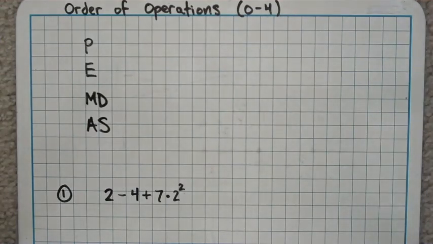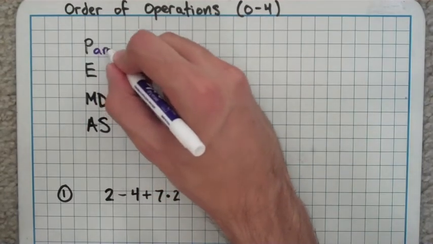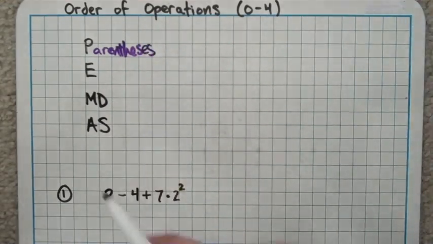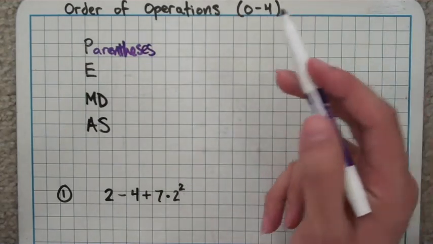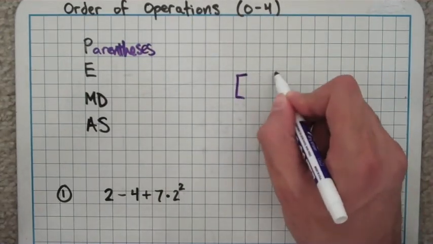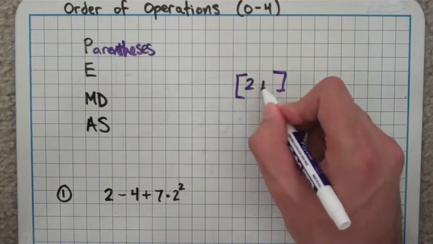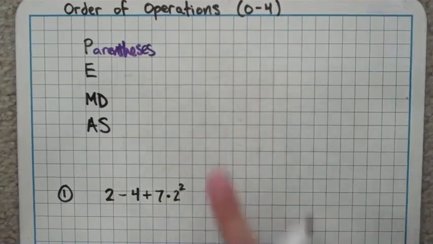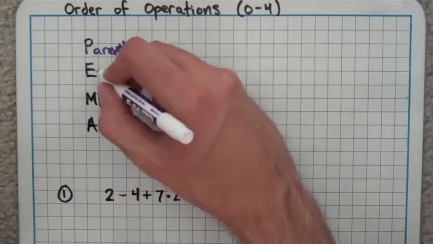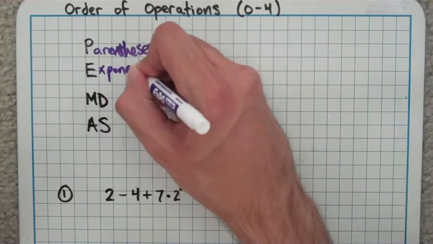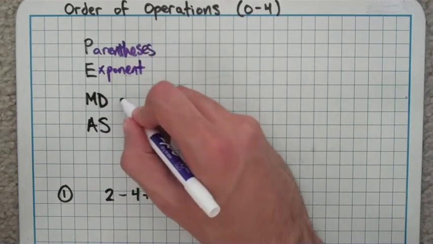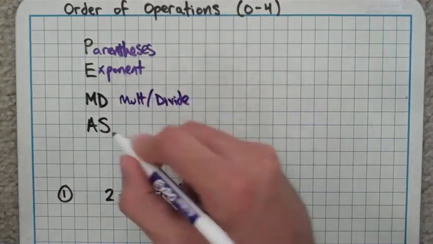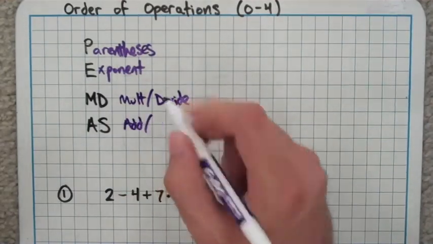P stands for parentheses. So the first thing you do in any problem is parentheses, if they give you some. It could also be brackets. If you have little square brackets in a problem, with a 2 plus 4 on the inside, those work the same way as parentheses. They're just grouping symbols, and what's inside is what you do first. E stands for exponents. MD is multiply and divide. And AS is add and subtract.